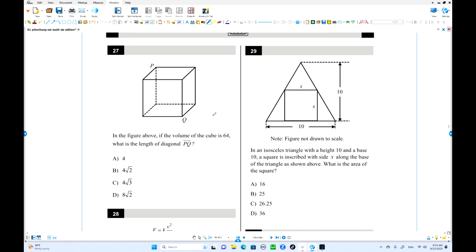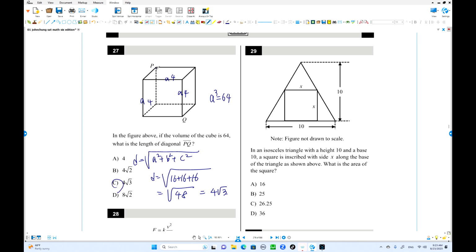Number 27, the volume of a cube is 64. A cube with volume 64 has each side 4, isn't it? 4 and 4 and 4. What is the length of the diagonal? Do you understand? We have 3 dimensions: a squared plus b squared plus c squared. That is the length of the diagonal, but they are all equal. So the diagonal is 4 squared, 16, another 16, another 16, which is square root of 48. That's right, 4 root 3 is the length of the diagonal, from here to here, or here to here, right?